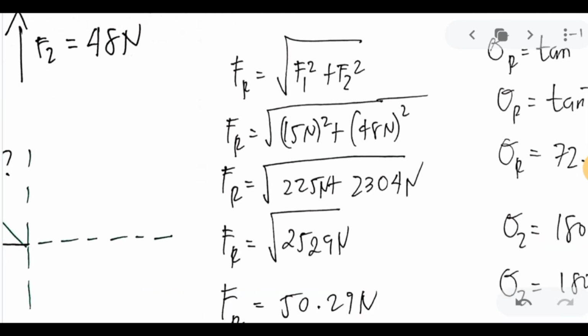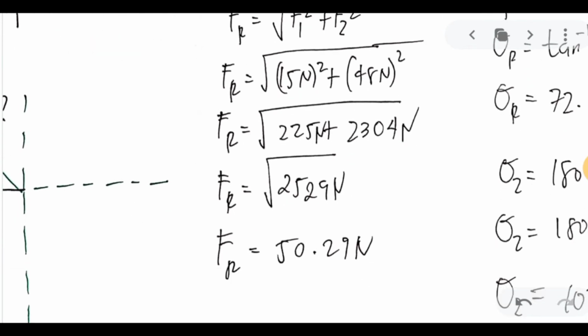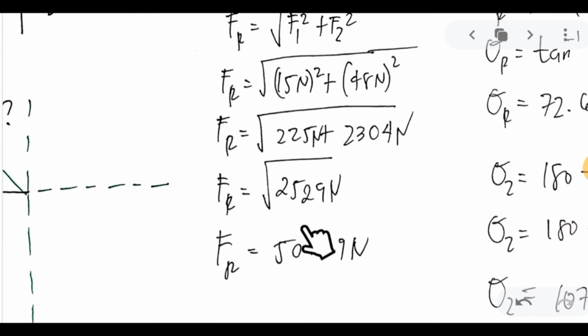Now, to find the resultant force, that is square root of F1 squared plus F2 squared, the value of your F1 is 15 newton, then square that, plus the value of your F2 is 48 newton, then square that. 15 newton squared is 225 newton, then 48 squared is 2,304 newton. Add that, that is 2,529 newton. Find the square root, that is 50.29 newton. So therefore, the resultant force is 50.29 newton.